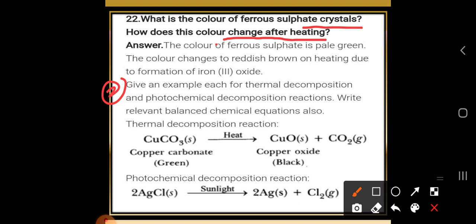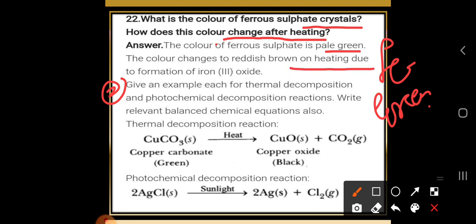The color of ferrous sulfate is pale green. So usually ferrous, or iron, is green in color. Okay, keep in your mind, iron is green in color. So what happens? The color of ferrous sulfate is pale green. The color changes to reddish brown on heating due to the formation of iron oxide.